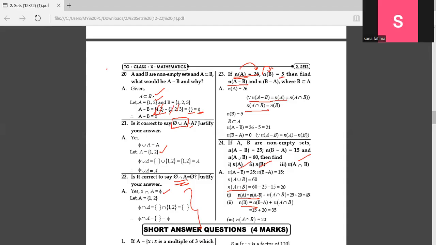In this part of very short questions, it's just a matter of understanding. What is the result of minus? What is the result of union? What is the result of intersection? You have to understand like this.